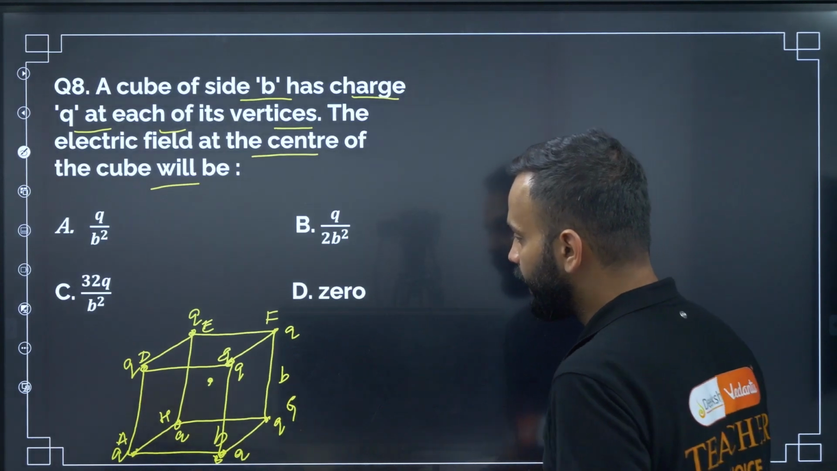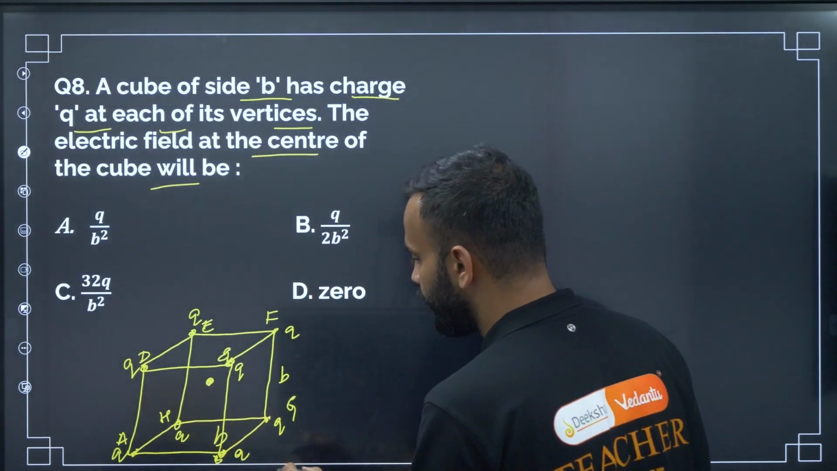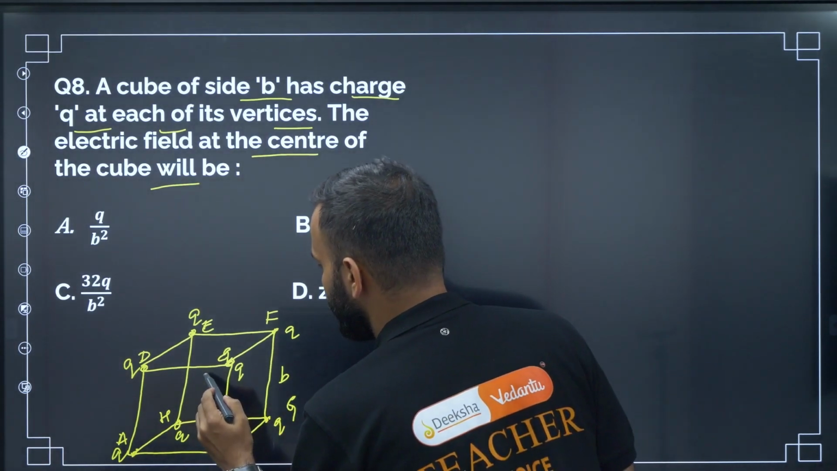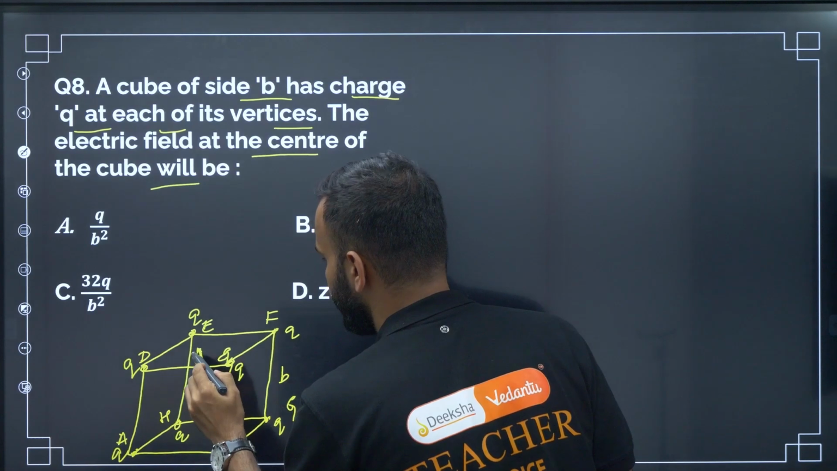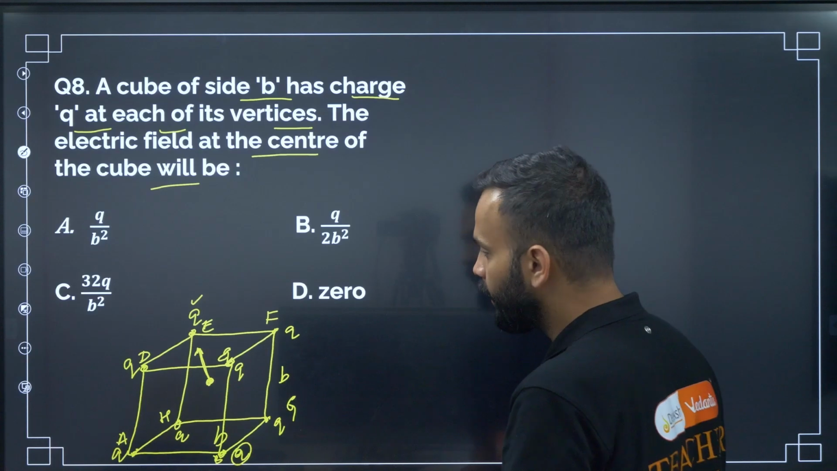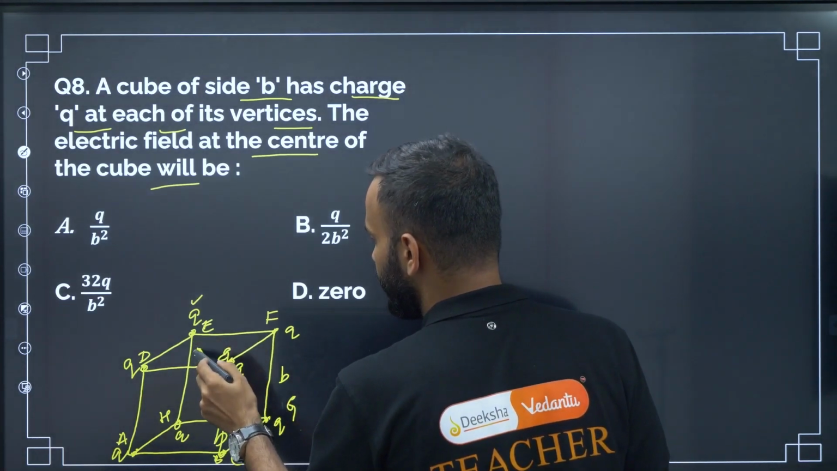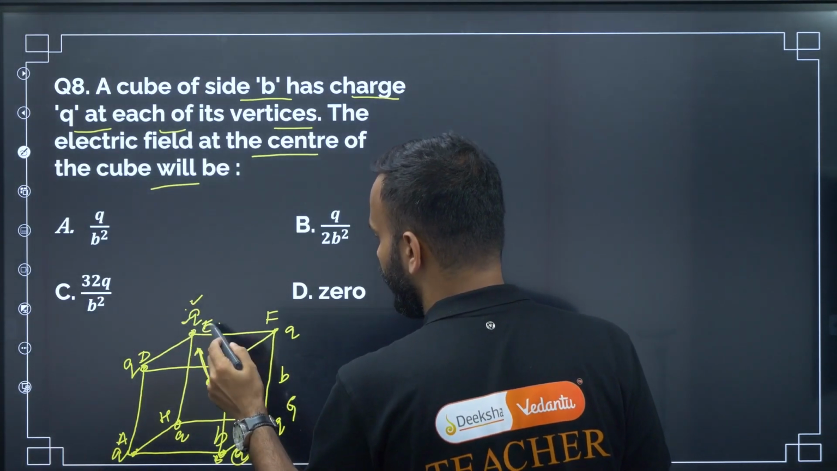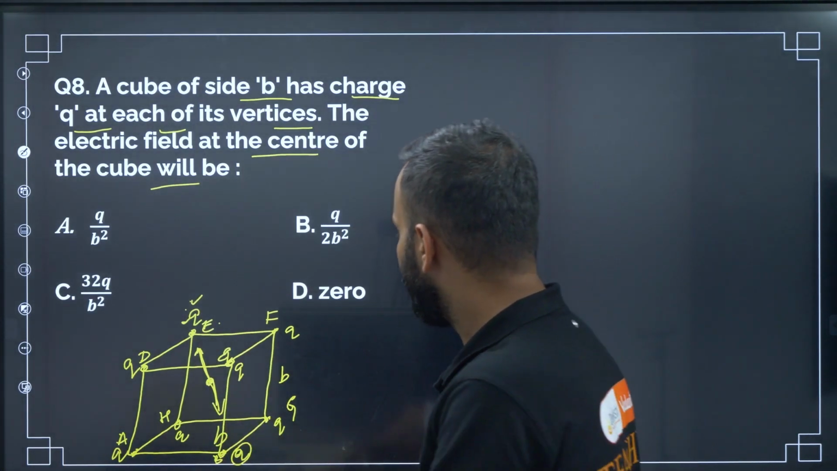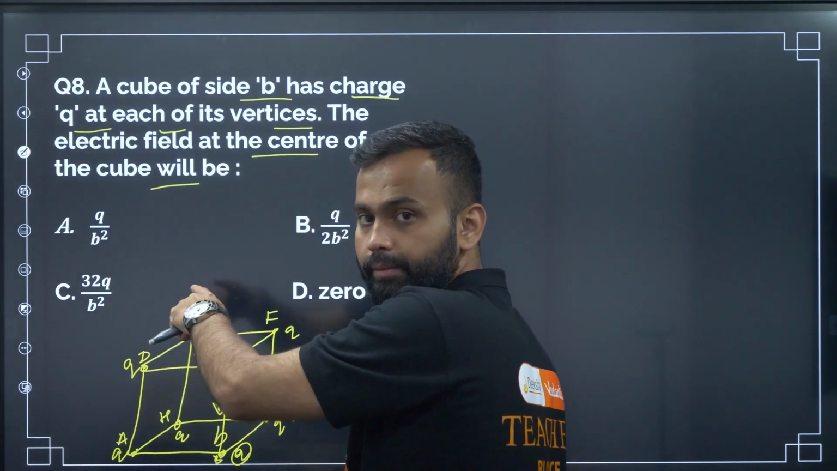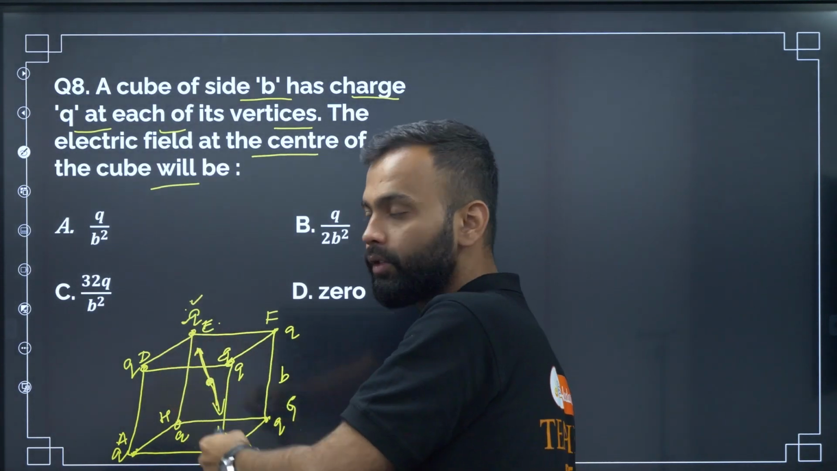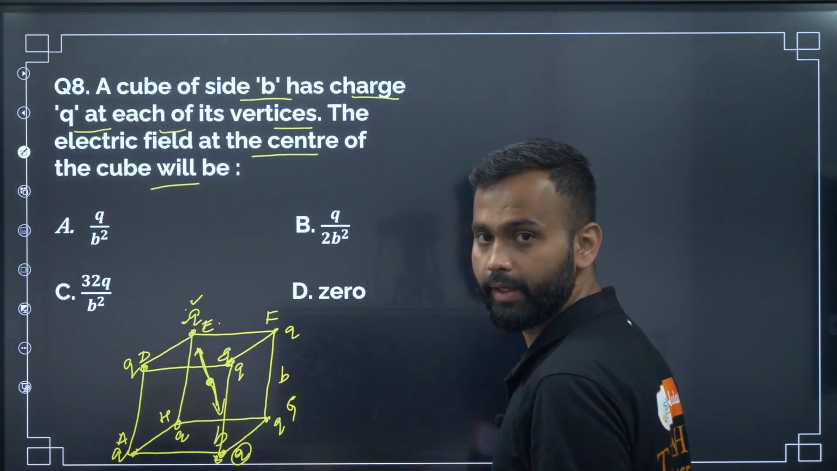Now the electric field at the center of the cube due to this charge Q on B is in this direction, that is, towards E, right? Now the direction of the electric field due to the charge on E is towards B. The magnitude is the same, and the direction of the electric field is opposite, so these two will cancel each other.